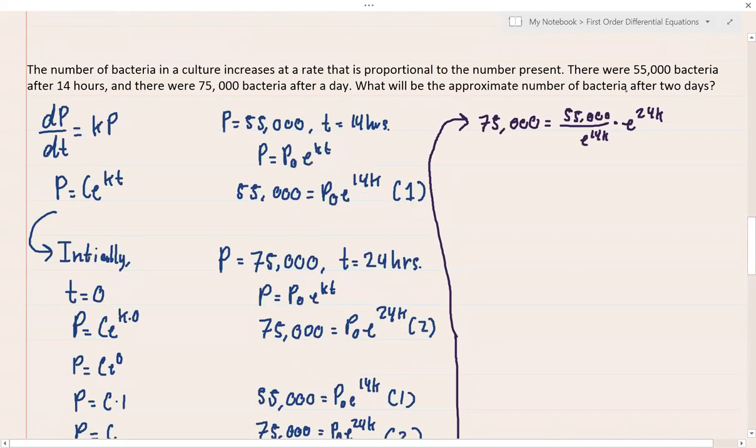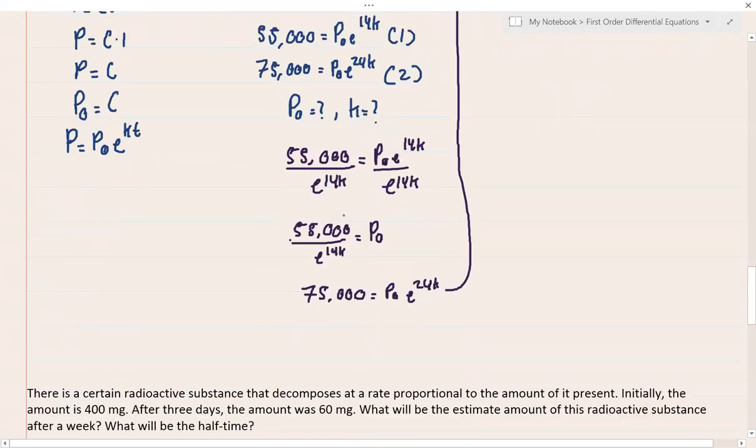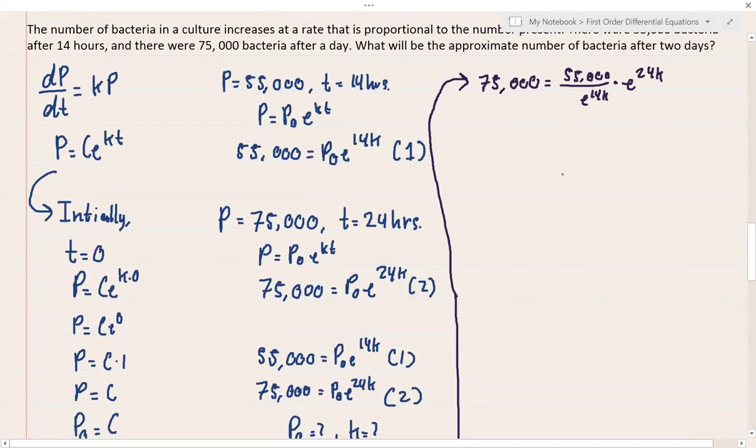So sa ano ulit ginawa ko rito? So what I did is that I substitute this one sa second equation, which is to be specific dito. Okay? So yan. Now let's simplify further. So itong si naka-e, okay, e raised to 14K, e raised to 24K, okay. Ang mangyari dyan sa kanila, magiging 55,000 times e raised to 24K minus 14K. Kasi ang ginawa ko is that ipinagsama ko si e raised to 14K at saka si e raised to 24K. So ang mangyari dyan, we will have e raised to 24K all over e raised to 14K.